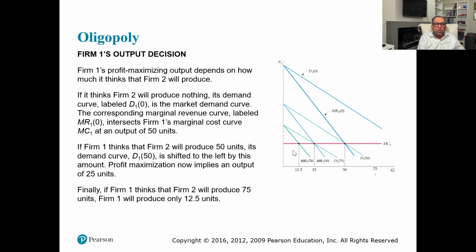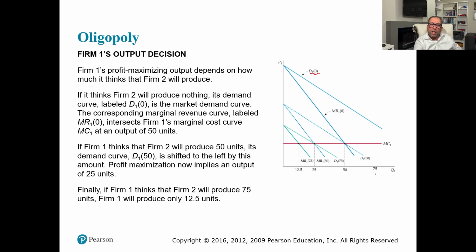So how much to produce? Now, for example, here we are talking about firm 1 and firm 2, because it's a duopoly. Firm 1's profit maximizing output depends on how much it thinks firm 2 will produce. If firm 2 is producing zero output, whatever the demand for the market is, is the demand for firm 1, because firm 2 is producing zero. We represent this here by D1, and in parentheses we write 0. It means that firm 2 is producing 0.